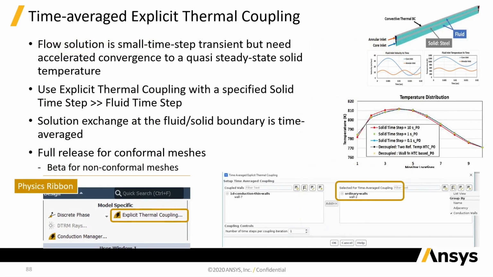There's been a lot of validation work to do this, and this is now a release feature in the GUI. You can see some validation over here where it's been compared with fully coupled solutions. And just to let you know that if you want to use this, if you have a conformal mesh, then this is straight out of the box. If you've got non-conformal meshes, it's a beta feature. And so you'll just have to enable beta features.